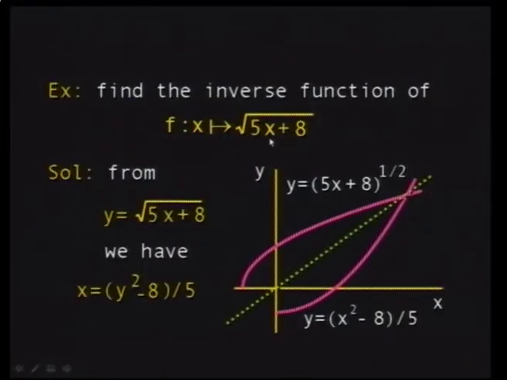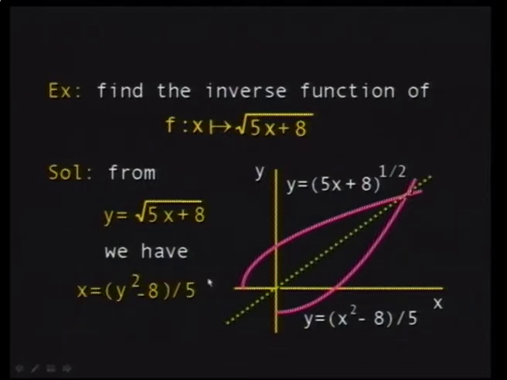This is a problem. Find the inverse function of this function here, square root of 5x plus 8. So this is the original function here, and you see directly that the domain of this function, for those values of x that make 5x plus 8 under the square root positive, x must start from minus 8 over 5. So now the domain of the original function is the closed interval from minus 8 over 5 till infinity, starting from here.